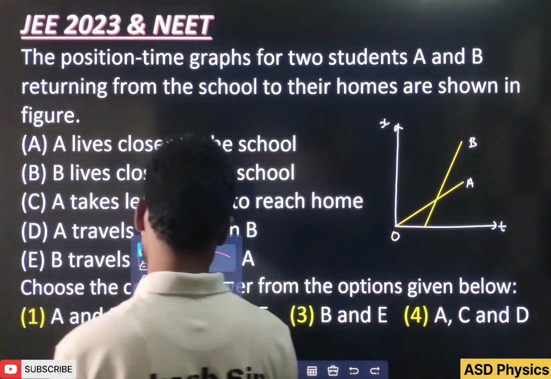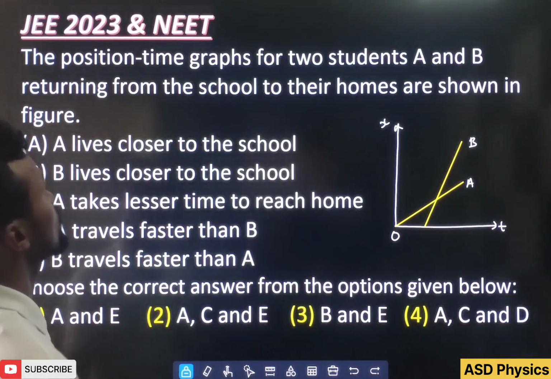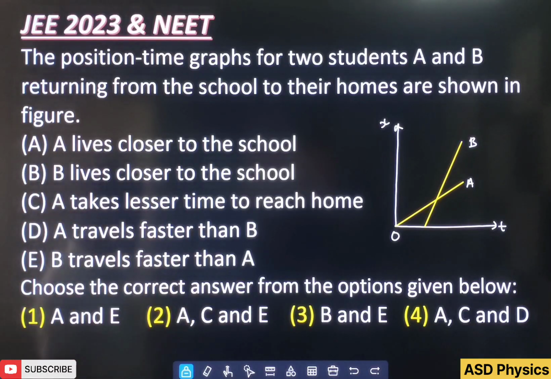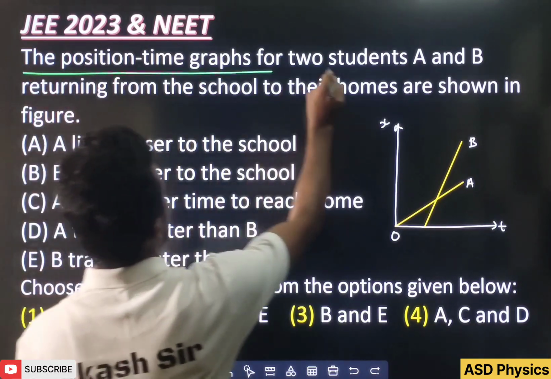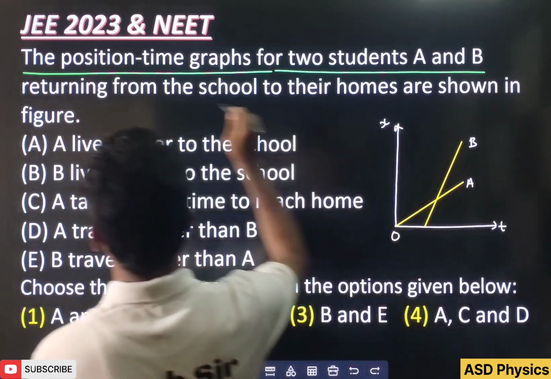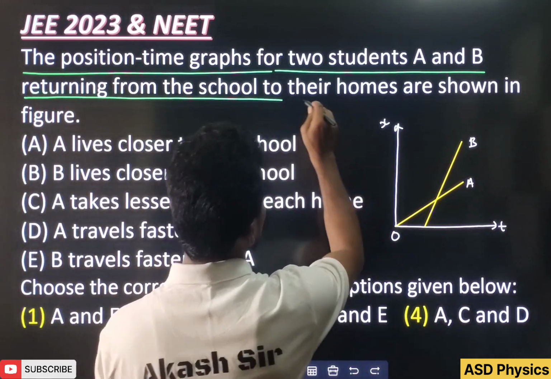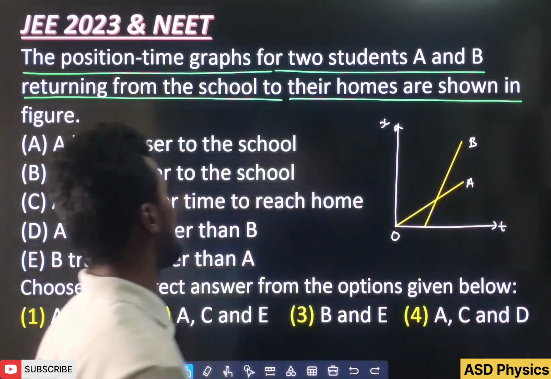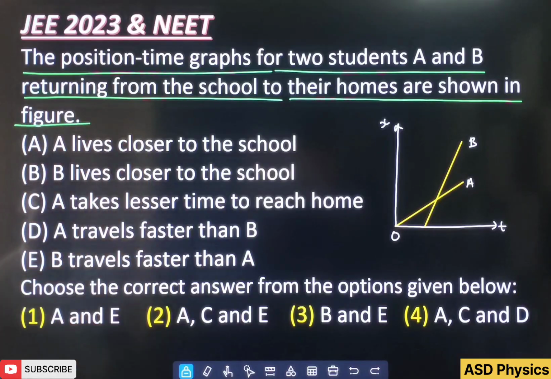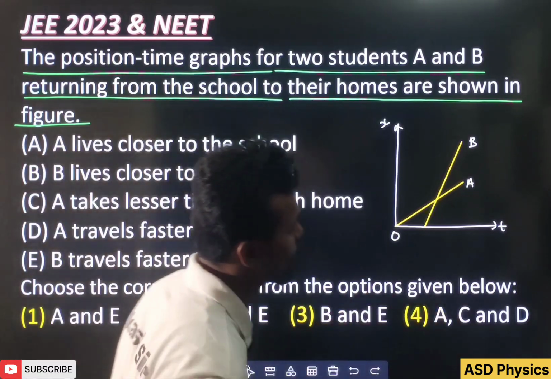Now students, see the next one. This question is the JEE 2023 question, looking big but very, very simple. See here, the position time graph for two students A and B returning from school to their homes is shown in the figure. Some options are there: A lives closer to B, B lives closer to the school, A takes lesser time to reach home, A travels faster than B, B travels faster than A. Choose the correct option from the options given below.